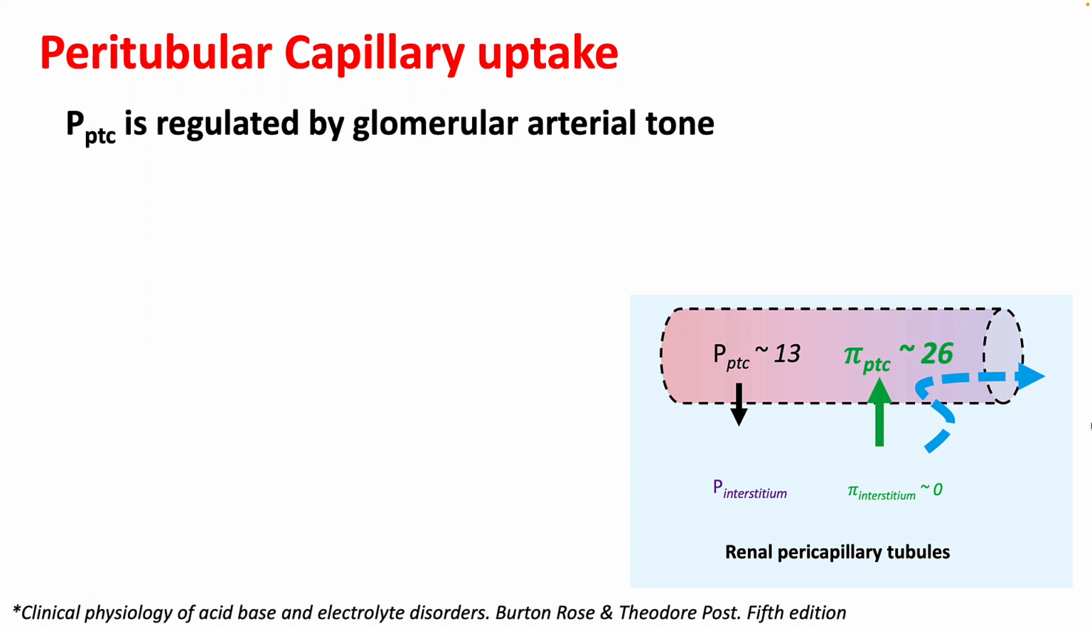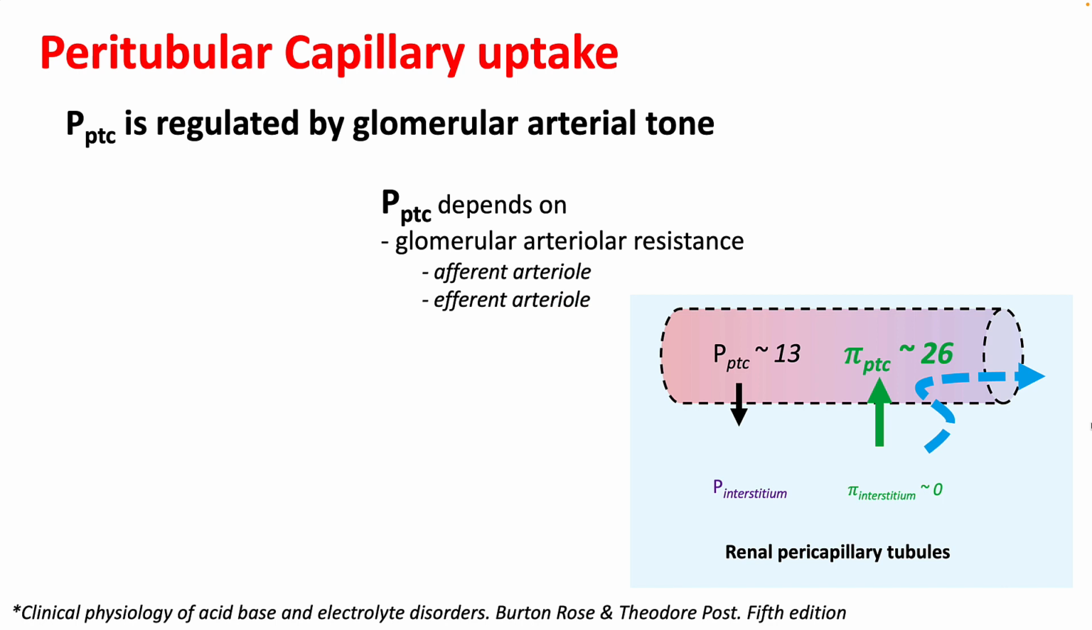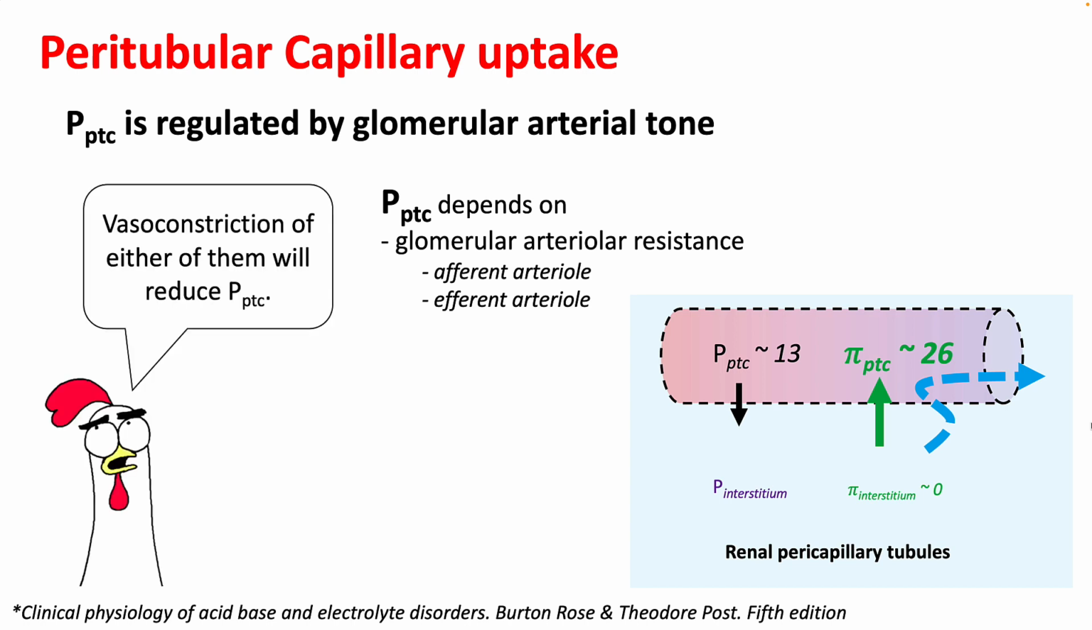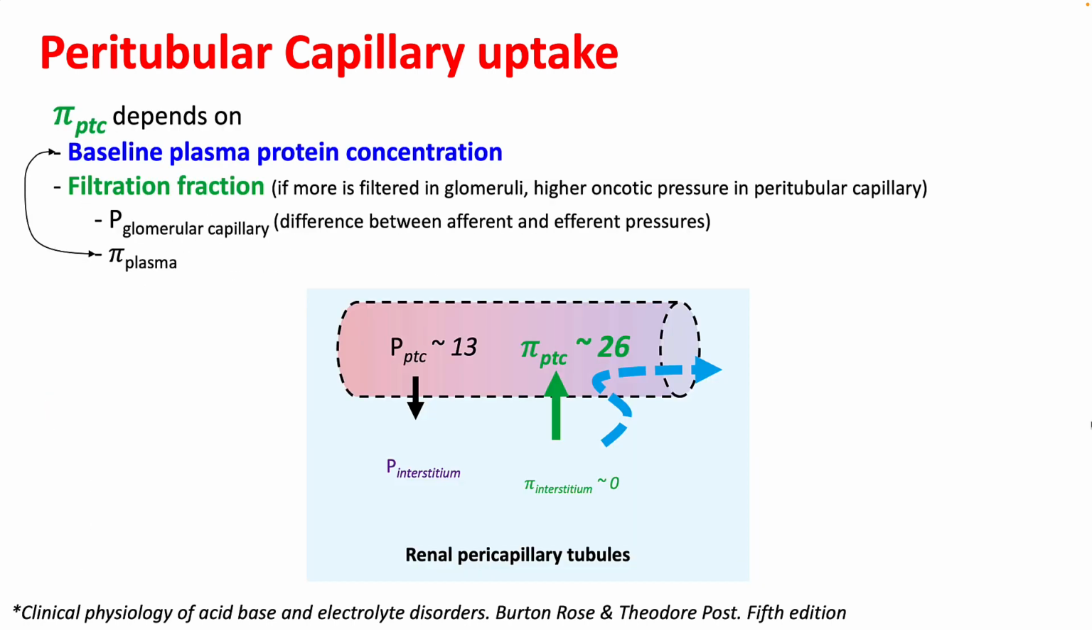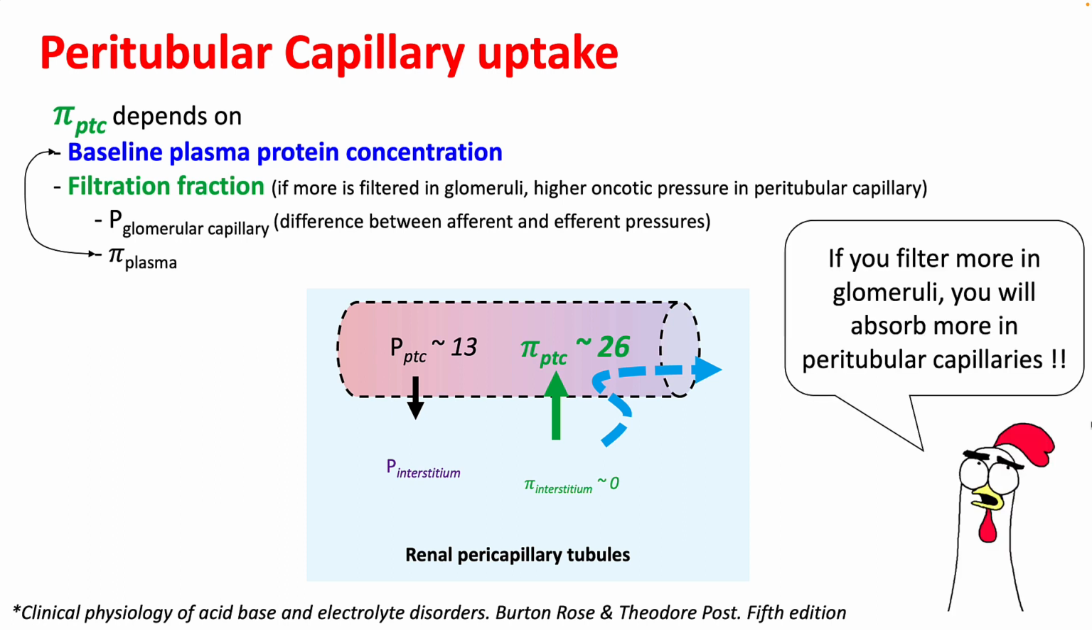Peritubular capillary hydrostatic pressure is regulated by the glomerular arteriolar tone. That means if your afferent or efferent arteriole constricts, peritubular capillary pressure will drop. The oncotic pressure in the peritubular capillary will depend upon your baseline plasma protein concentration and the filtration fraction. The more you filter, the higher the oncotic pressure gradient in the peritubular capillary will be.